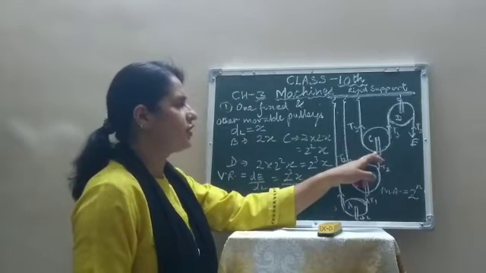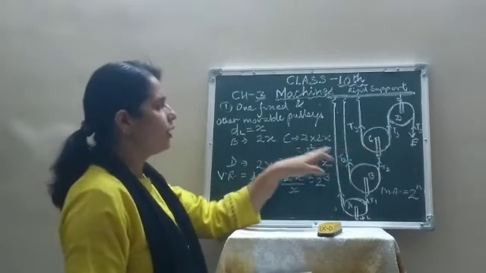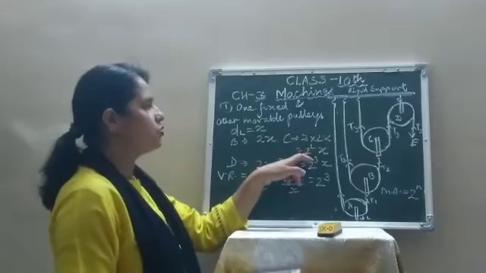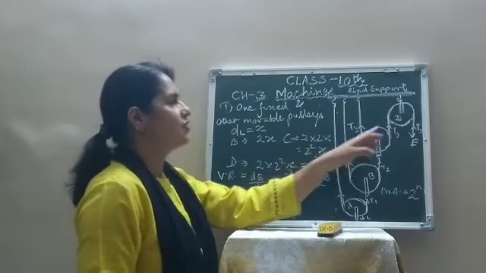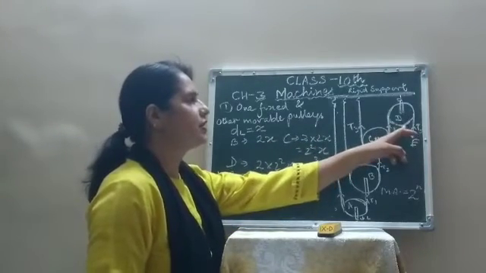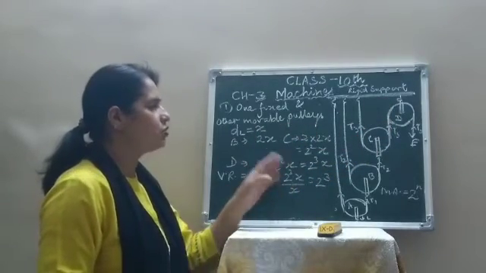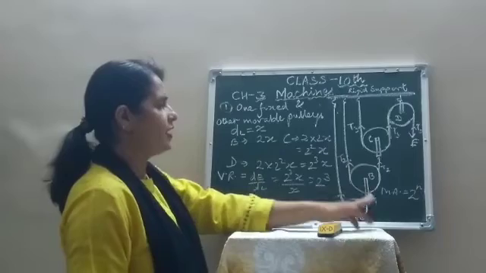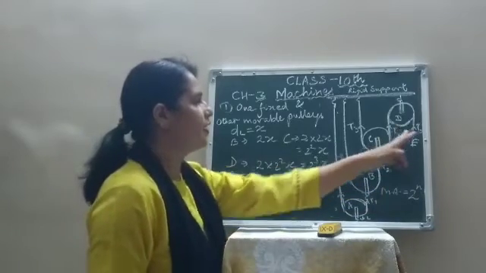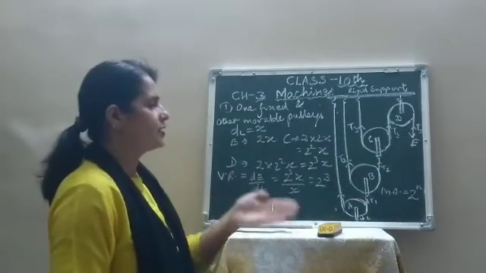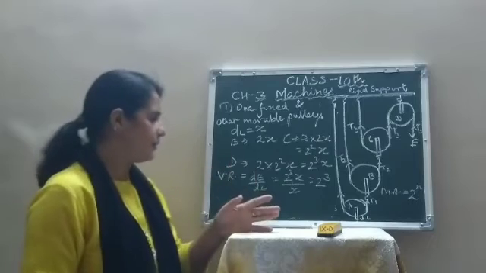How much will the next string move? 2 into 2x, that means 2 square x. And the string connected to this B will move 2 into 2 square x, that is 2 cube x. So in every case, every time the distance moved is double.